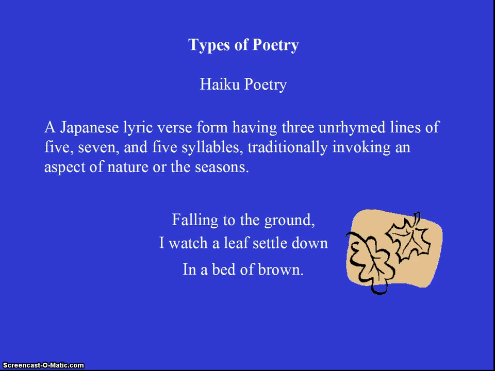A form of simple poetry you're going to create is a haiku poem, a Japanese lyric verse form having 3 unrhymed lines of 5, 7, and 5 syllables, traditionally invoking an aspect of nature or the seasons. And here's an example. Falling to the ground, I watch a leaf settle down in a bed of brown.